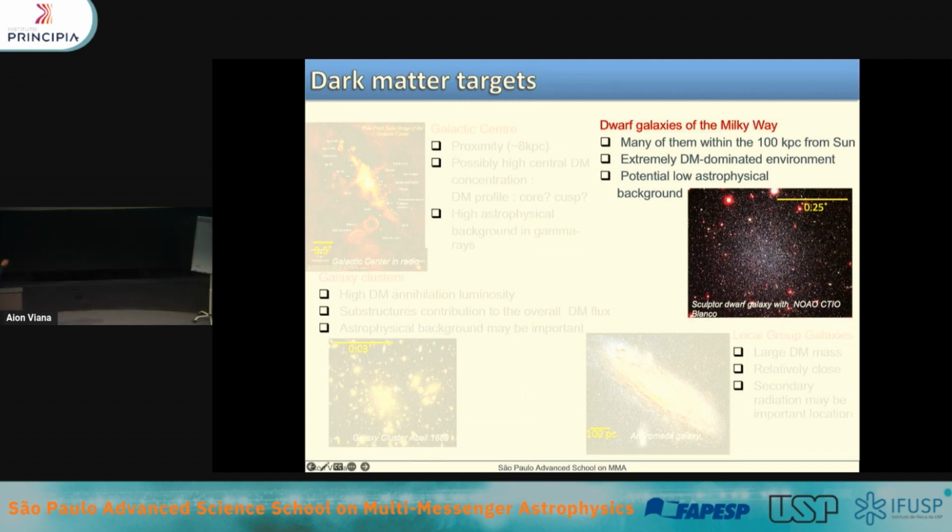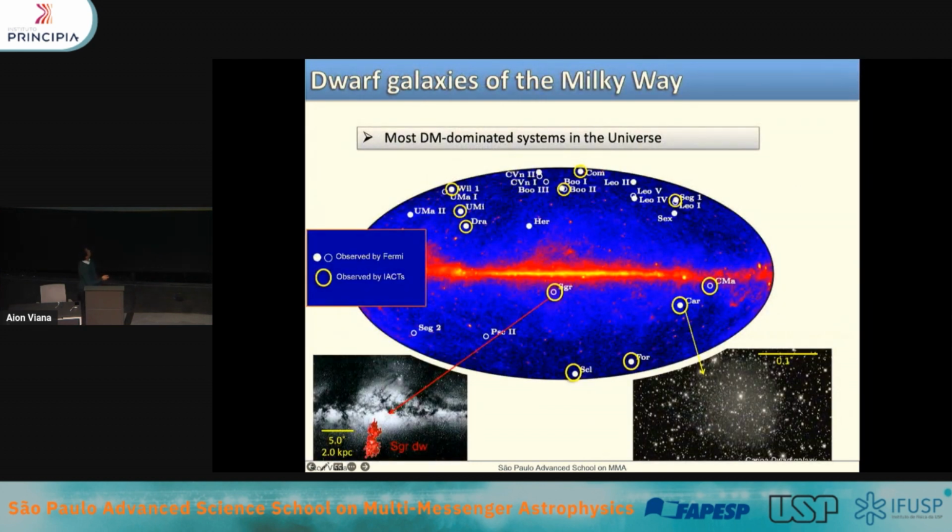Now, I will start by telling you a little bit about some recent results that we have on dwarf galaxies. Like I mentioned, they are the most dark matter dominated systems in the universe. We have several of these. They are satellites of the Milky Way. Here are some photos of these dwarf galaxies. There are several which are what we call typical dwarf spheroidal galaxies.